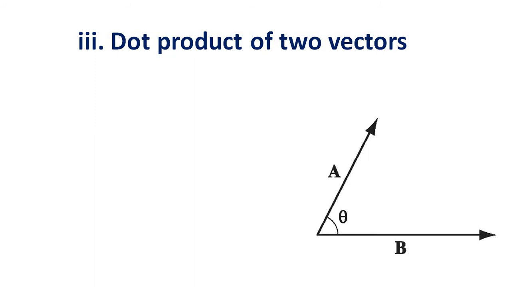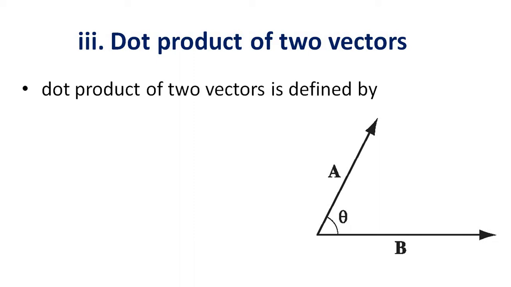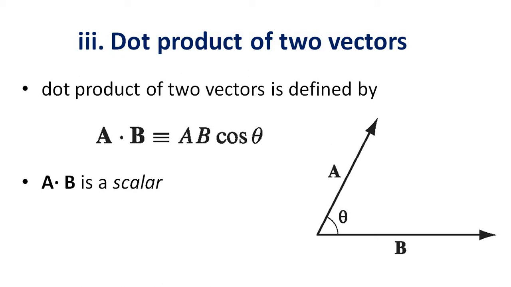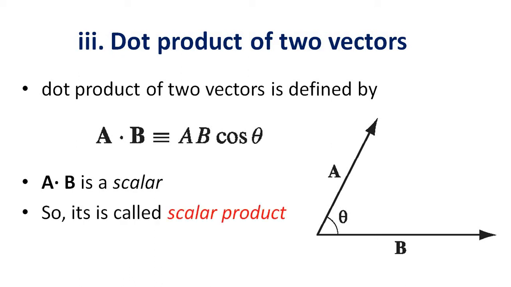A dot product of 2 vectors. A and B are 2 vectors inclined by an angle theta. Then, the dot product of the vectors is defined by A dot B equal to AB cos theta. Now, A dot B is a scalar, so it is called scalar product. If you are taking a dot product of 2 vectors, the product will be a scalar, so dot product is also known as scalar product.